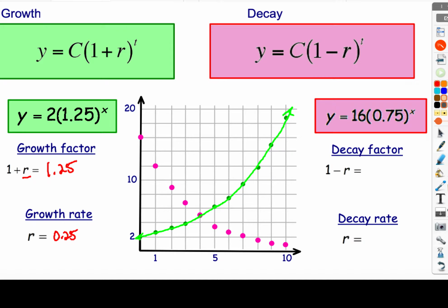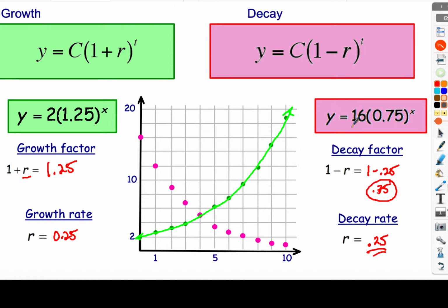Well, when we talk about exponential decay functions, notice the major difference in our formula: 1 minus r this time. So if our decay rate is 0.25, we're losing a quarter of what we had every time. Not gaining, but losing a quarter. We're going to say 1 minus 0.25, which gave us 0.75. We're losing a quarter of what we had. We're keeping, not really gaining, but keeping 0.75, 75%.